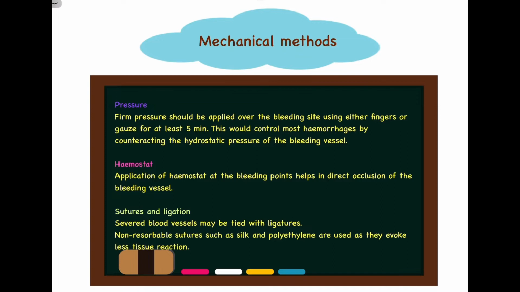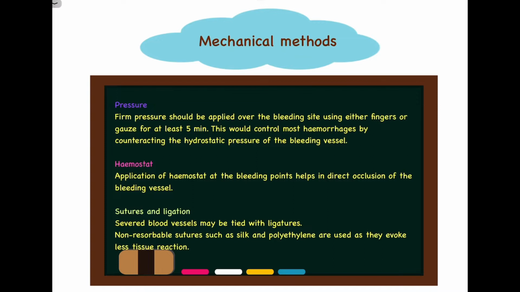This kind of method mostly controls hemorrhages by counteracting the hydrostatic pressure of the blood vessel itself. By applying pressure, we are counteracting the hydrostatic pressure present within the blood vessels, and by this we achieve hemostasis. Then the second mechanical method is using a hemostat. Whenever we apply a hemostat at the bleeding point, it helps in direct occlusion of the blood vessels. We are directly occluding the vessels responsible for the bleeding at that site, and in this way we achieve hemostasis. Then we have sutures as well as ligation, right?